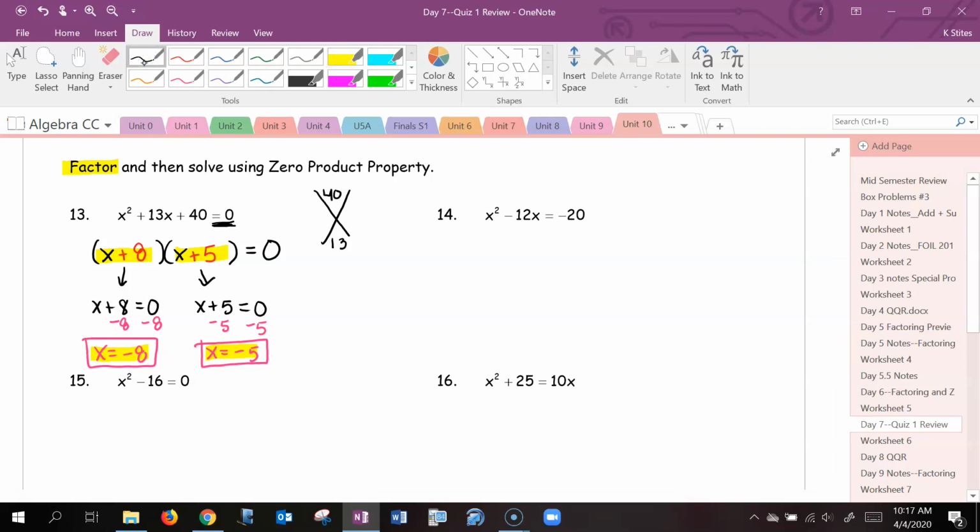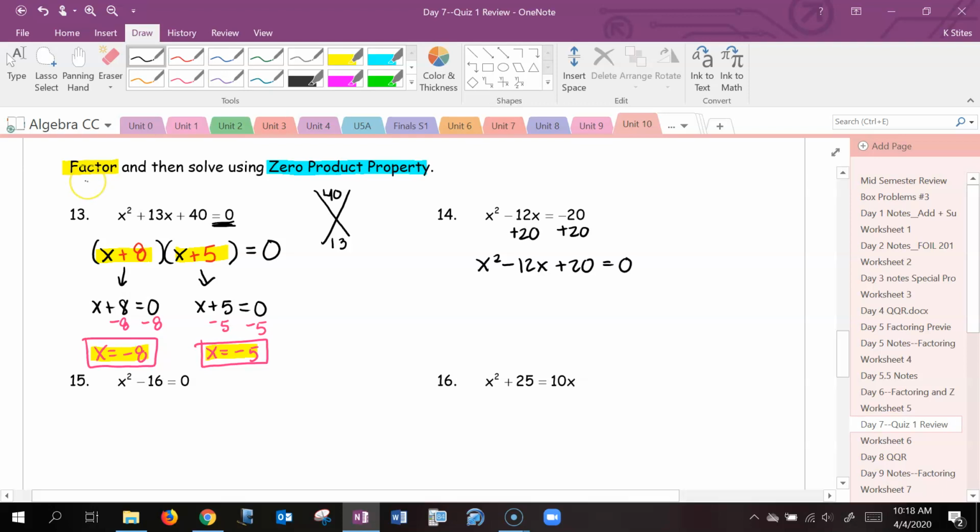Number 14 is an issue because we don't have an equals 0. We must have an equals 0 because we're using the zero product property to solve. Okay, you have to have an equals 0. So we will have to add this 20 over first. See how it's just the regular number? That's like your C value from quadratic formula. So it will go last. Okay, we always go x squared, x, and then our number. And once you add that 20 over, now you have your equals 0. Okay, so that was just kind of a first step we had to do.